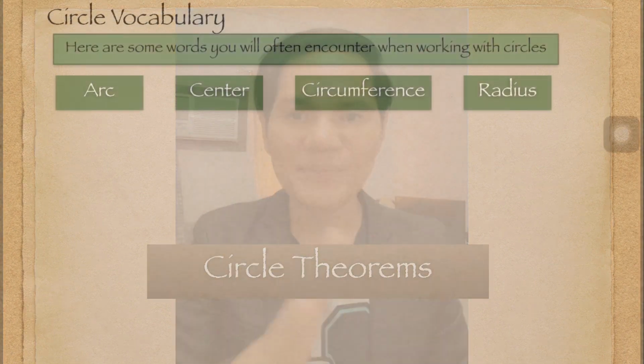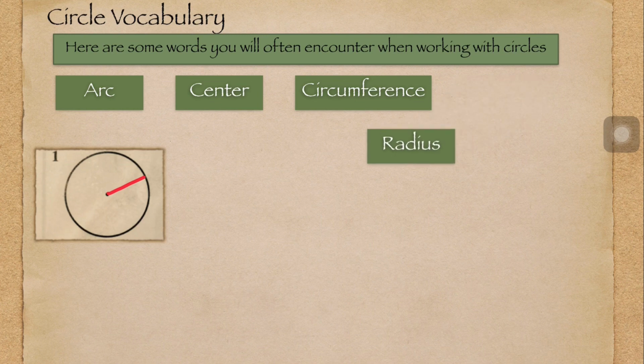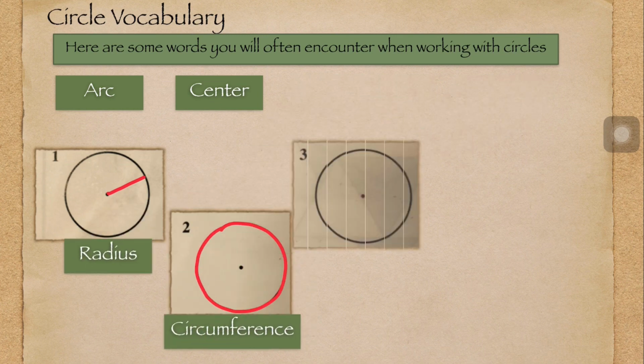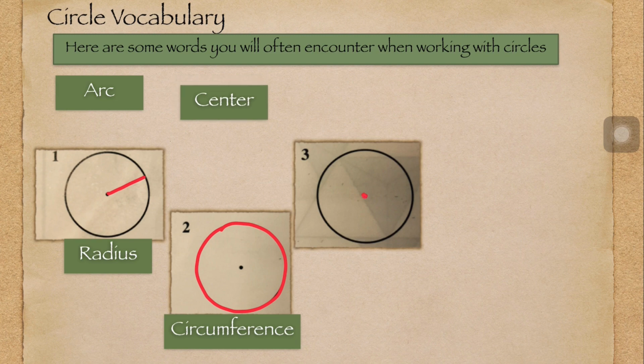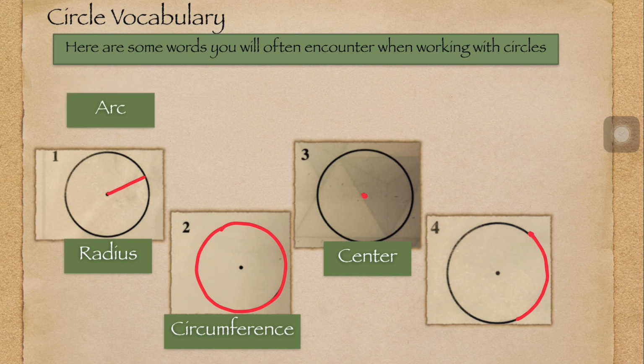Okay, here we go. Here are some words you will often encounter when working with circles. The first, number one, is the radius. Number two, that is the circumference. Number three, that's the center. And number four, that's the arc.